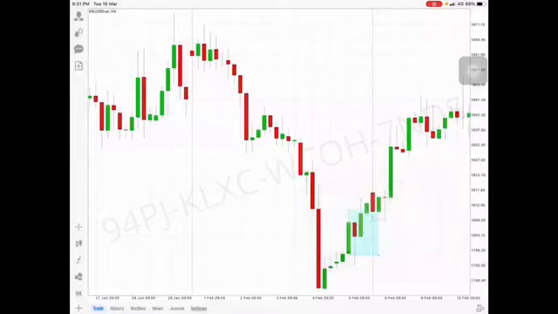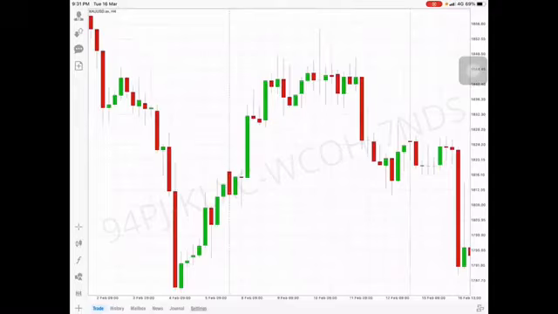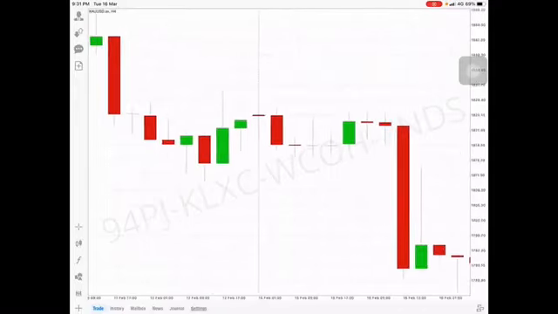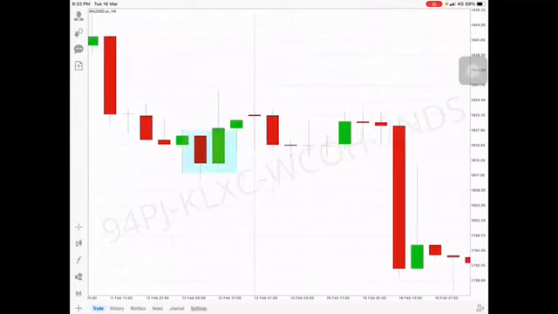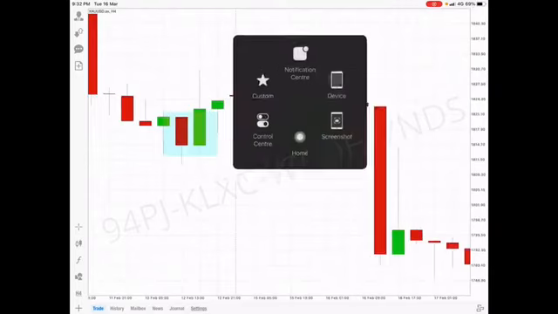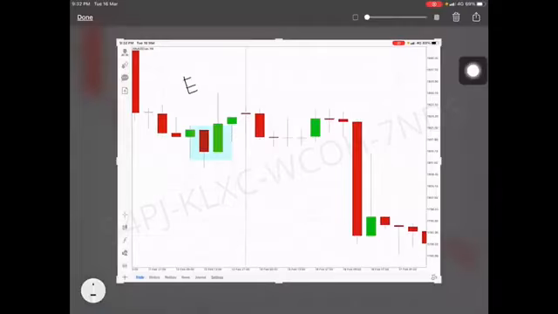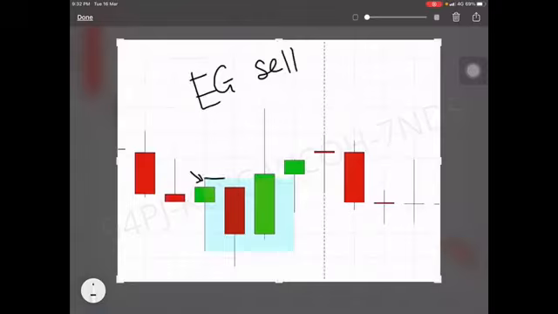All right. For example, look at this one. Look what happened to it. This is another engulfing sell, right? So what are we looking for at this zone? Sell or buy? Sell. But if you look closely, the upper shadow has not been consumed. The lower shadow has been consumed, the body has been consumed, but not the upper shadow.